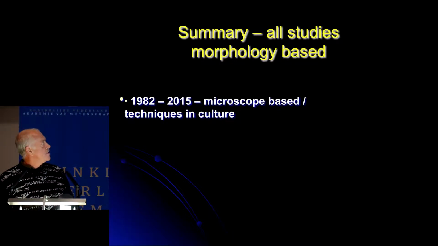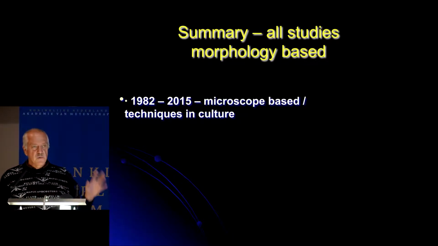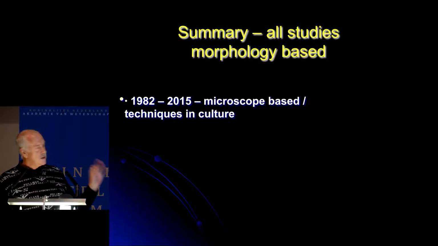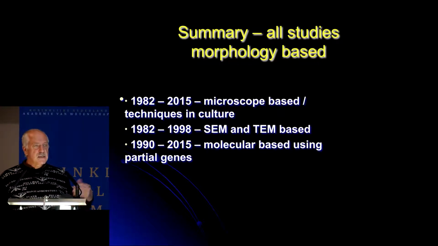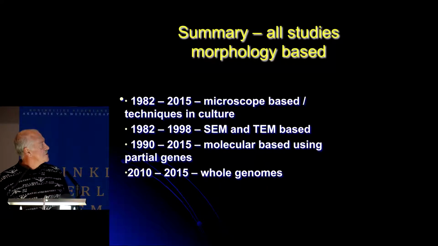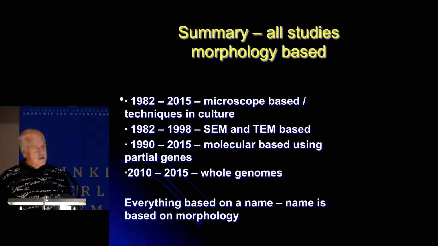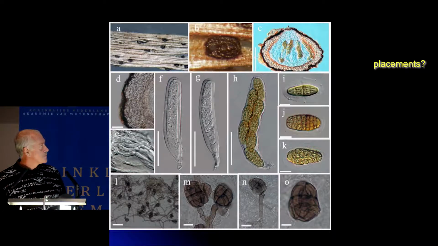So, a summary between 82 and now: morphology is really important. To sit at the microscope and look at fungi is essential. In 82 to 98, we were using SEM and TEM to enhance our decisions. Now we're using sequence data, but these are all techniques to enhance the decisions we're making about the fungi. And now we're starting to use whole genomes. So everything is based on the name, and all names are based on the morphology.